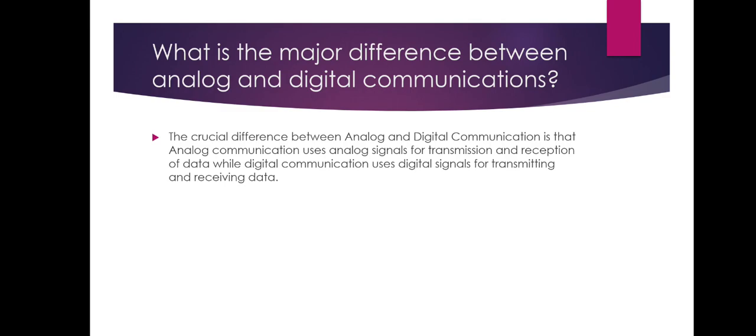What is the major difference between analog and digital communication? The crucial difference is that analog communication uses analog signals to transmit and receive data, while digital communication uses digital signals for transmitting and receiving the data.